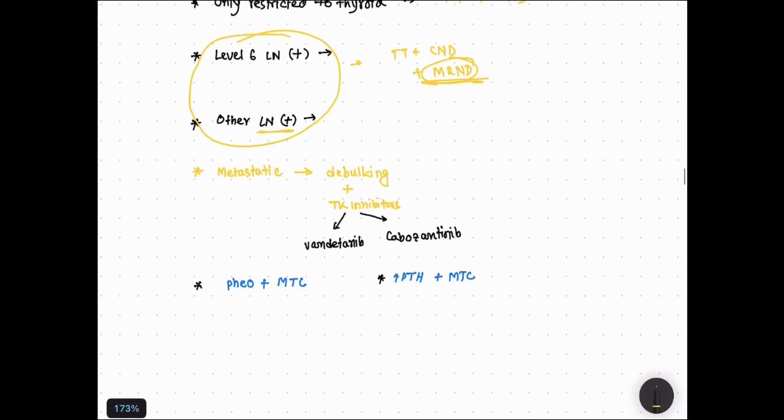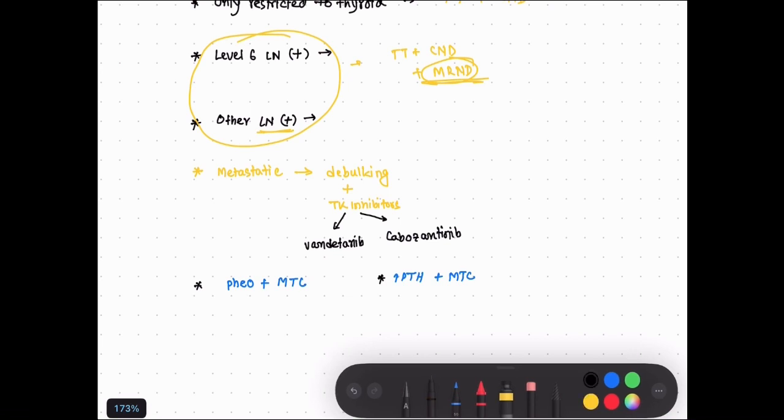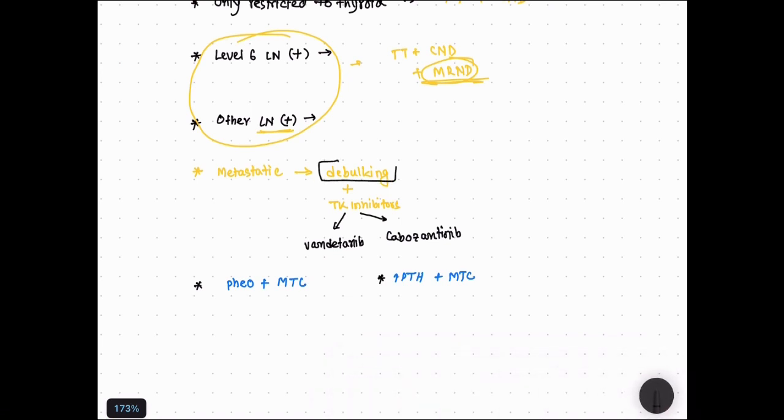If it is a metastatic tumor, then what can we do? Obviously a debulking surgery has its role. Debulking should be done because it improves the survival of the patient with medullary thyroid carcinoma. And again, the patient has to be put on tyrosine kinase inhibitors like vandetanib and cabozantinib.